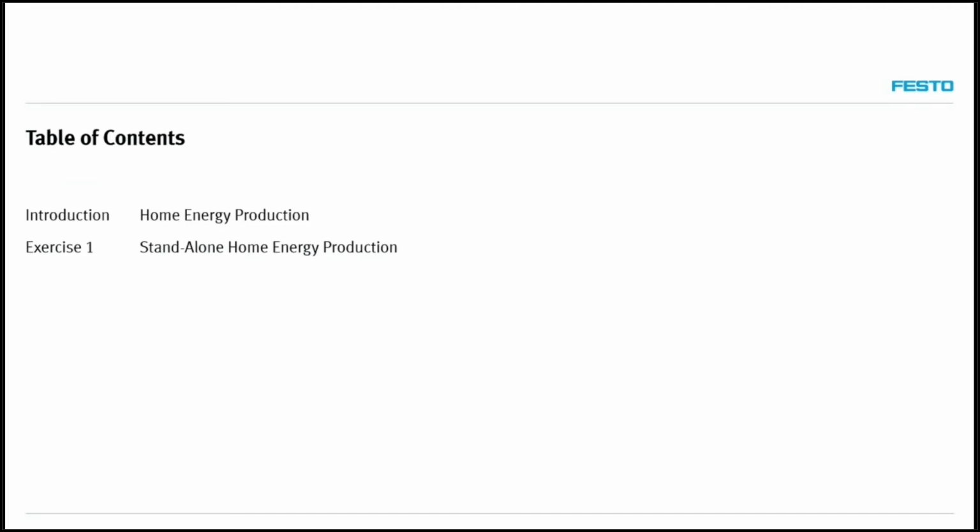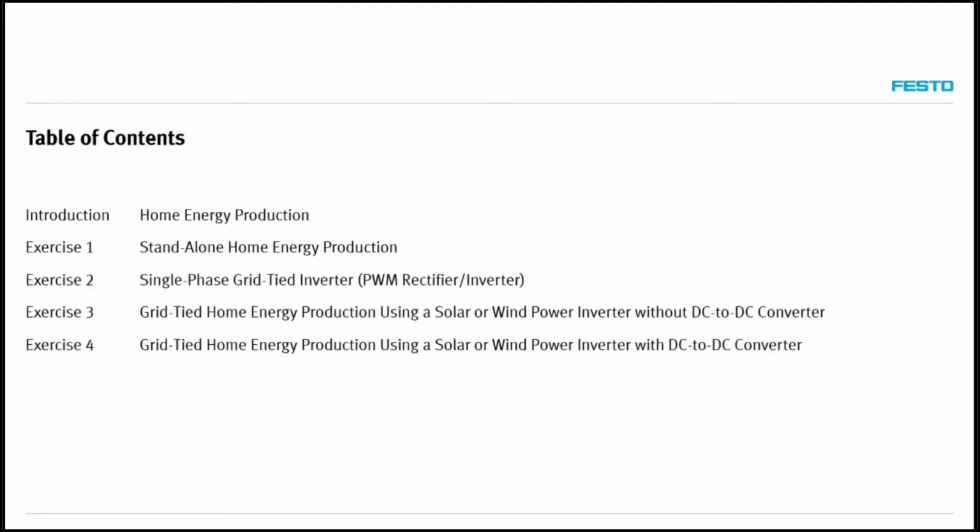Okay, so this course, which is called Home Energy Production, is another one which comprises a few exercises, 5 exercises in all. So first one, standalone home energy production. So not connected to the grid, how we can set up a system that is off grid and still autonomous. Then single phase grid tied inverter. Now we connect to the grid and see how this can be done.